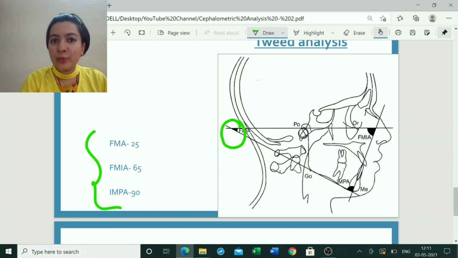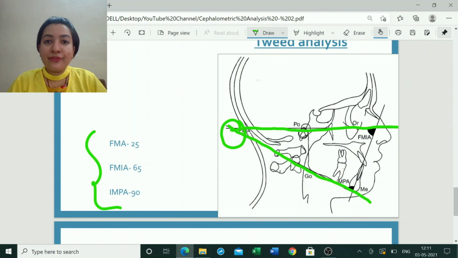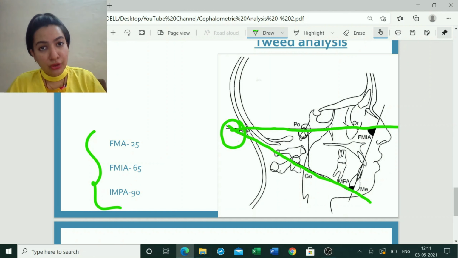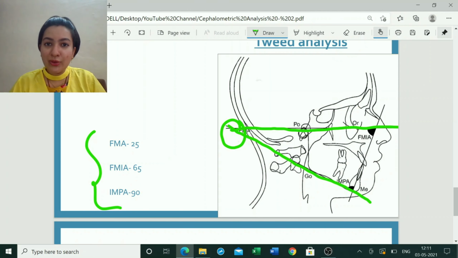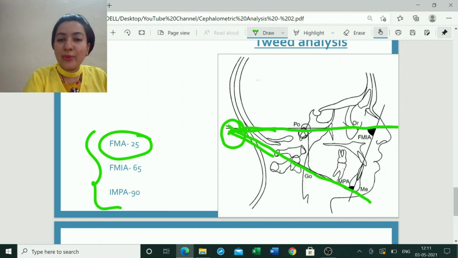Why? Because it is formed by the intersection of 2 lines, that is my Frankfurt horizontal, which is formed by 2 landmarks, orbitale and porion, and it intersects with the mandibular plane angle. In the previous video we have seen that for Tweed the mandibular plane is drawn tangent to the mandible. So the tangent to the mandible is the mandibular plane for Tweed. And what is orbitale to porion? It is your Frankfurt horizontal. So this becomes your FMA, Frankfurt mandibular angle, and the normal value is 25 degrees.